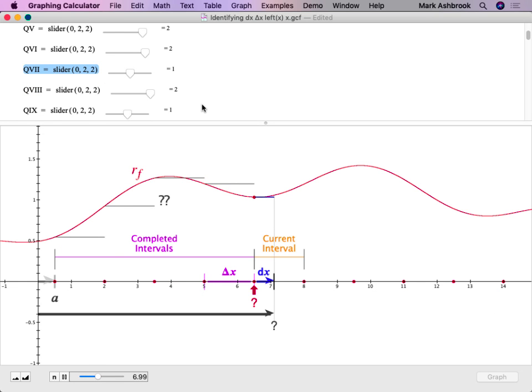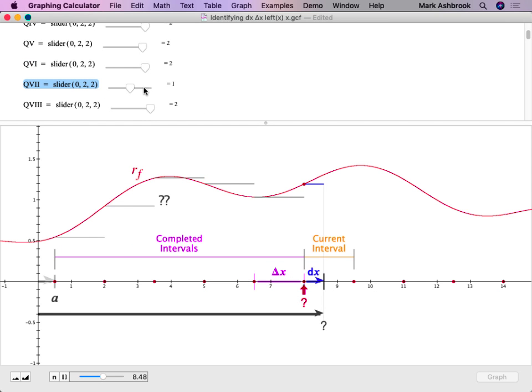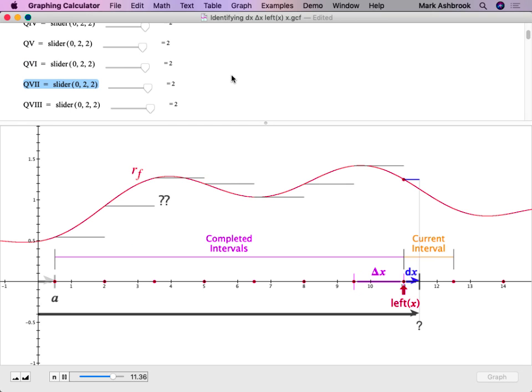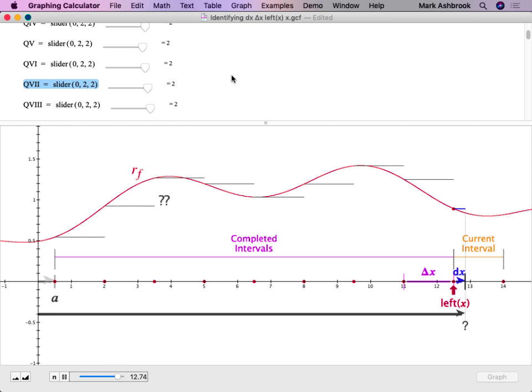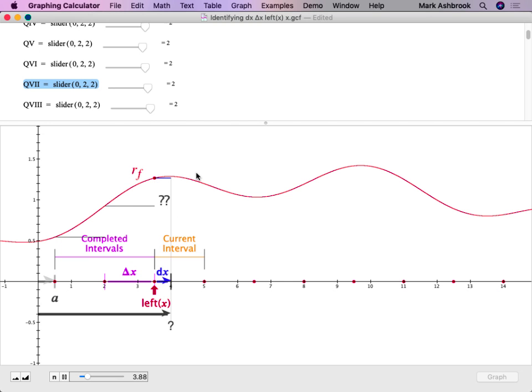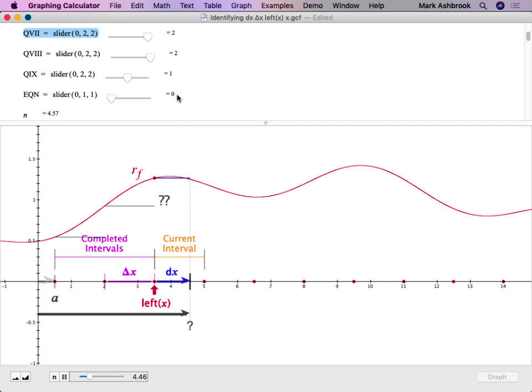Okay. Keep going here. Jason, again. The red question mark. Uh-huh. That's left of X. What is left of X? Is that him? Yeah, go for it. Starting X value of the current interval. The beginning X value of the current interval, right? Okay. What's left? This step function. What's the step function? Approximate rate.